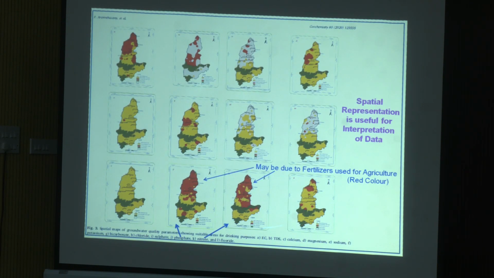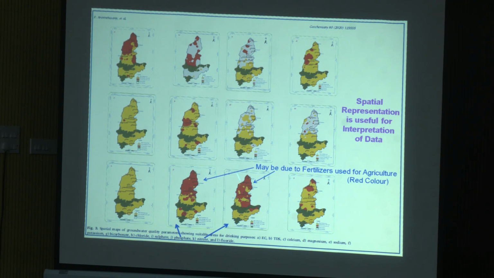This is the output, a simple output. Here you see how many maps there are, 12 maps in one figure. By seeing these figures or diagrams, you can immediately understand what the scenario is there. These are all water quality parameters. In one chart, electrical conductivity will be there, in another chart sodium will be there, potassium will be there, like that. I have presented all the diagrams in one figure.